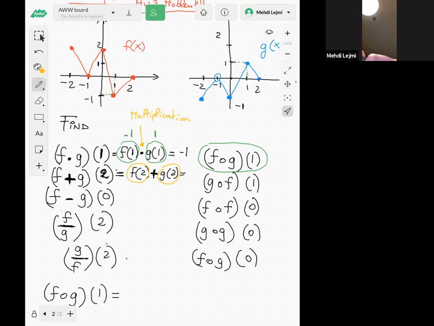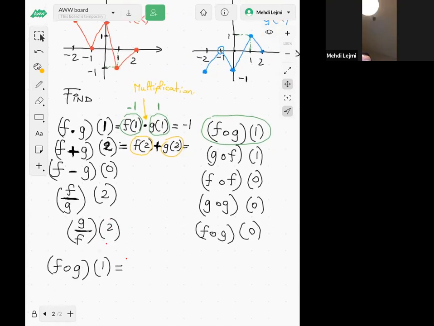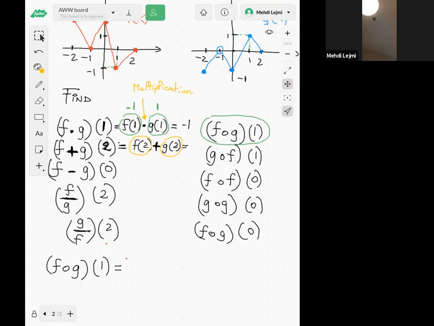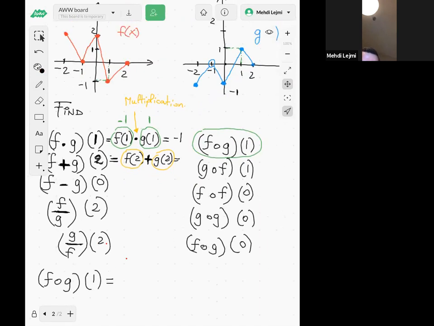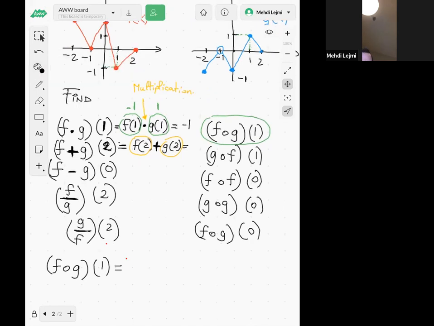Okay, guys. So now let me just explain how the composition works, okay? Because it's kind of different from the addition, subtraction, etc. So for the composition, for the first one, I have this f composed with g, right? So again, by definition, it's like f.